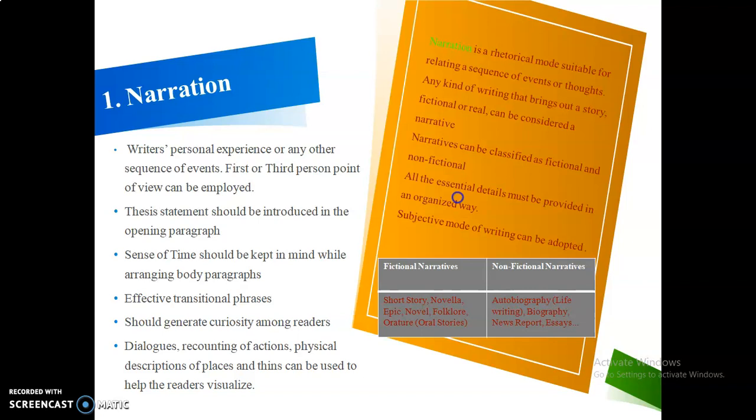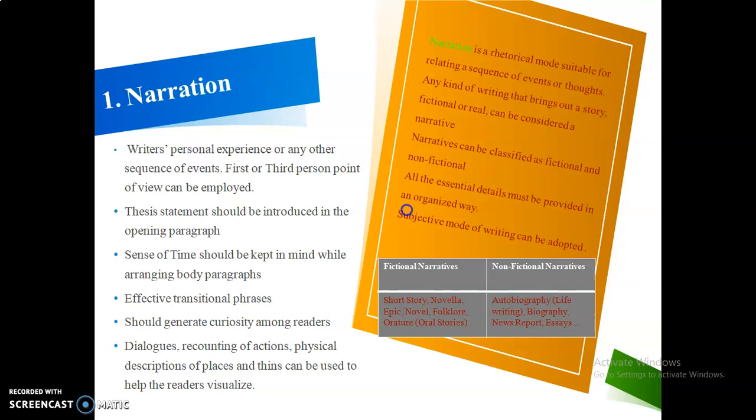But in the narration, in this particular rhetorical strategy, we can use subjective mode of writing if necessary. Okay, it's not necessary, but if it has to be used, we can use subjective mode in narration. So as we already said, there are two types of narratives: fictional narratives and non-fictional narratives. So fictional narratives include short story, novella, epic, novel, folklore, orature or oral stories, etc. Whereas non-fictional narratives include autobiography, that means life writing or life stories of a person, biography, news report, and essays.